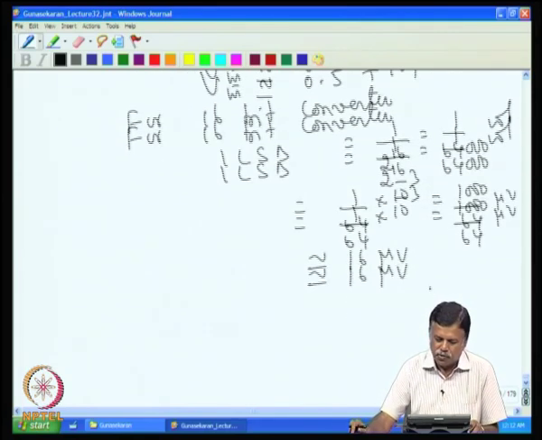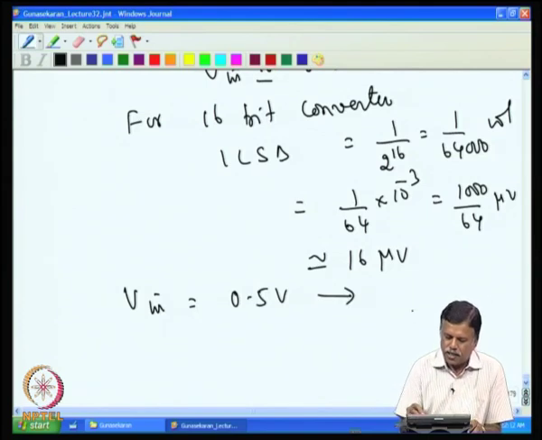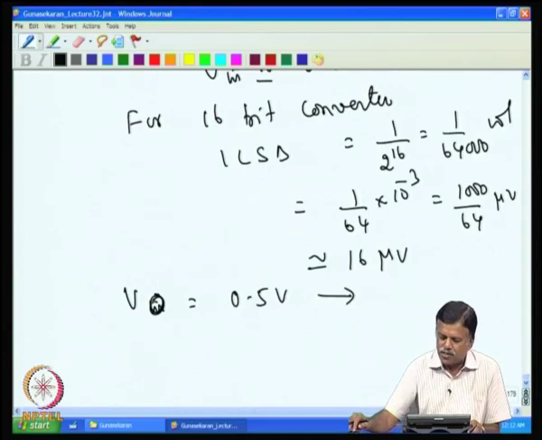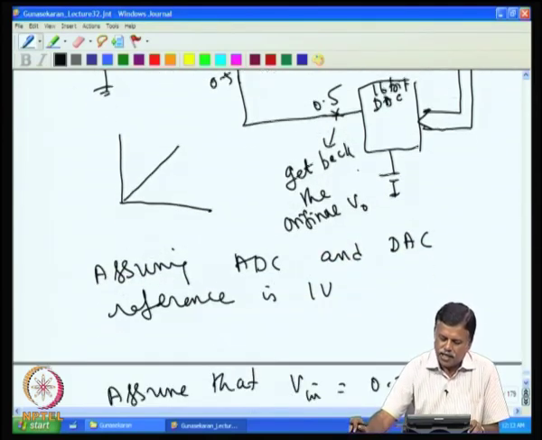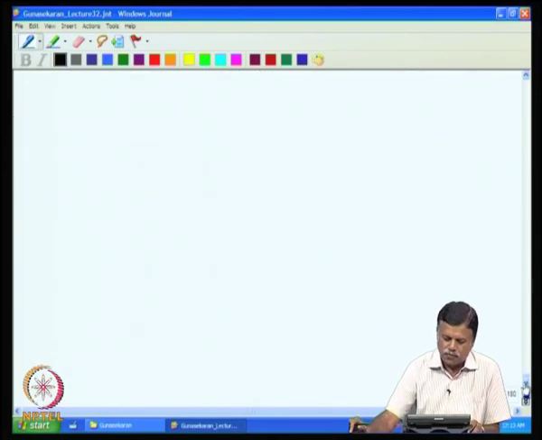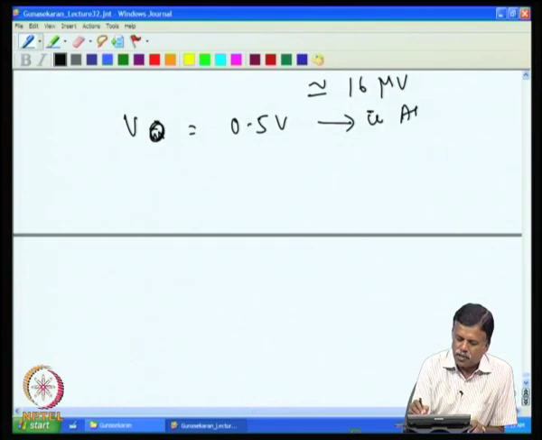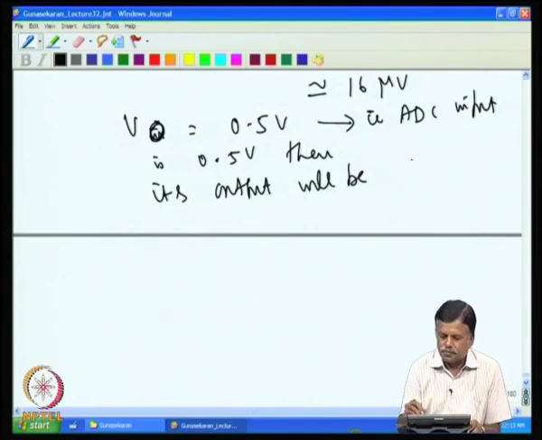So, if we give the input voltage Vin equal to 0.5 volt, then V0 is 0.5. If I give 0.5 volt at this point for A to D, then I will get exactly the output as MSB is 1, and all the other bits will be 0. So, if the ADC input is 0.5, its output will be all the other 15 bits are 0.